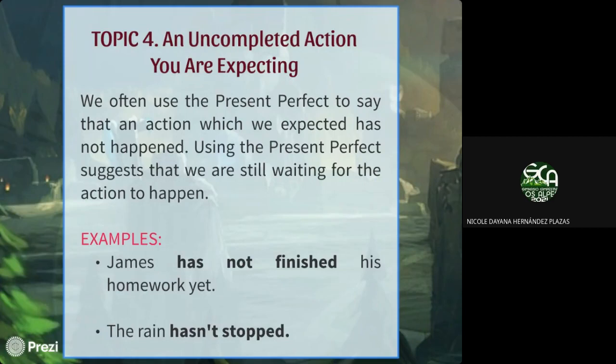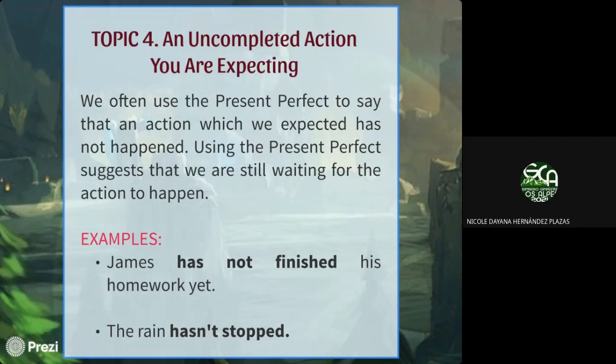Carlos, can you please help me reading that slide? We often use the present perfect to say that an action which we expect has not happened. Using the present perfect suggests that we are still waiting for the action to happen. Thank you. So ladies, in easier words, this is telling you that you use present perfect to talk about things that you want to happen, but those things haven't happened yet.